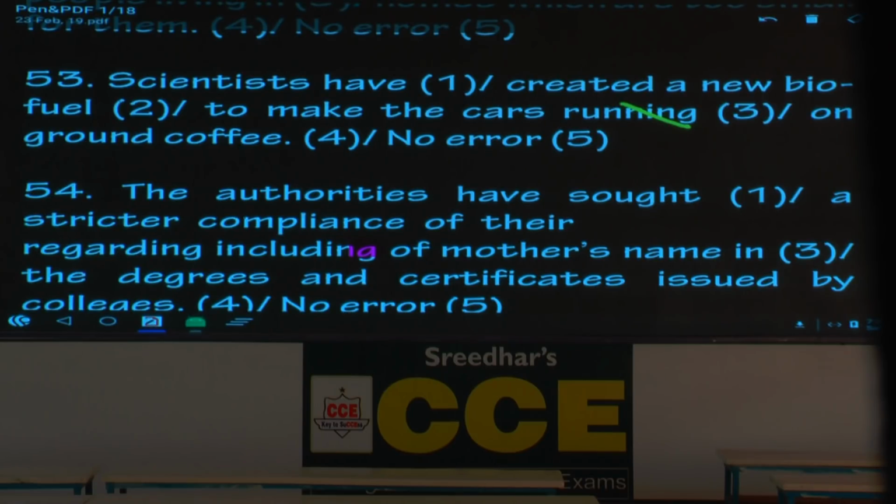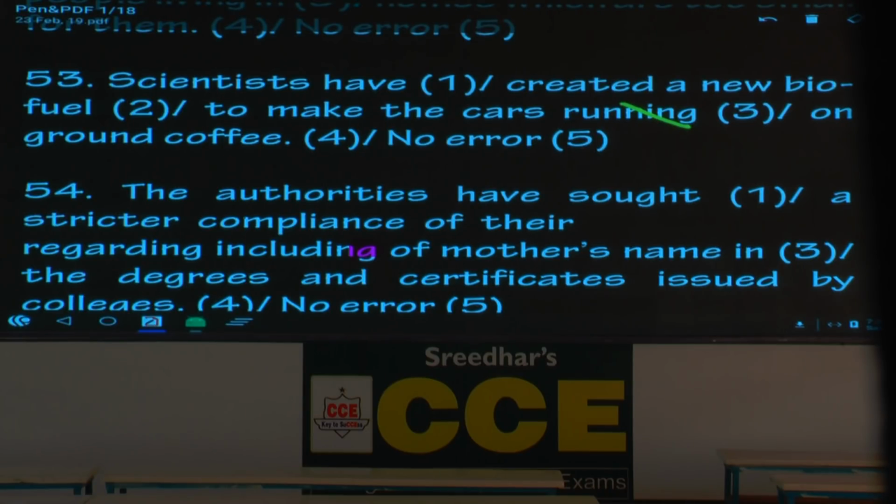To make the cars run on ground coffee. But underline biofuel. See, when you learn, all these papers are extremely useful, if you look at them from a particular dimension, from a particular angle. Now if you stop here, read this sentence, and you got the answer, then it is not a holistic approach. You cannot go to the next level. Now I told you to underline biofuel.